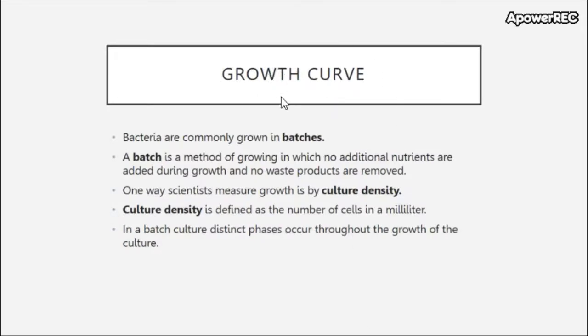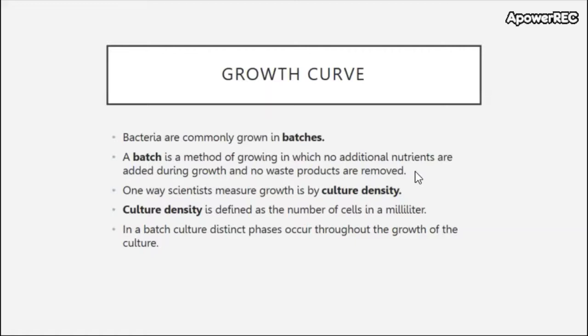So bacteria are commonly grown in batches. A batch is just a method of growing in which no additional nutrients or compounds are added to the growth medium, and no waste products produced by the bacterium are removed in the process. So it's kind of like a whole start to finish. No microbes in the beginning, you inoculate with your microbes, they grow up, and then eventually nutrients decrease and waste products build up and the culture slows and then eventually dies.